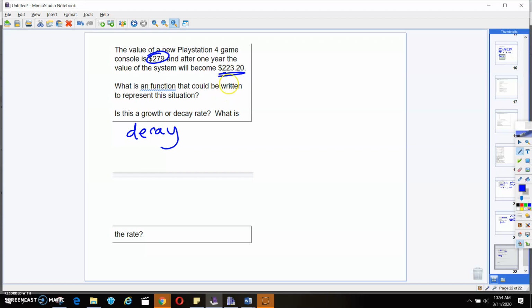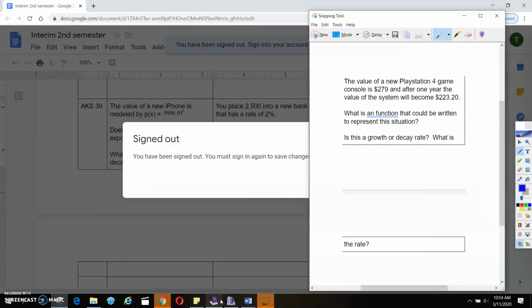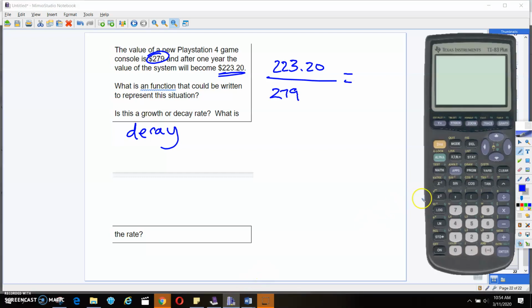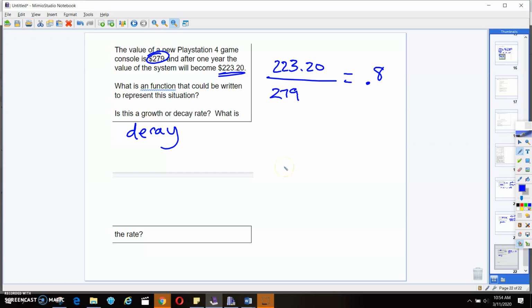Okay? So now we're trying to figure out what the decay rate is. So we're going to take 223.20 and divide it by 279. And that's going to give me how much it decreased by, right? Like what rate it actually decreased by. So in my calculator, I'm going to type 223.20 divided by 279. And that's going to give me 0.8. Okay? So this is going down by 0.8. So what you're going to do is take 279, multiply it by 0.8, and raise it to the t power.